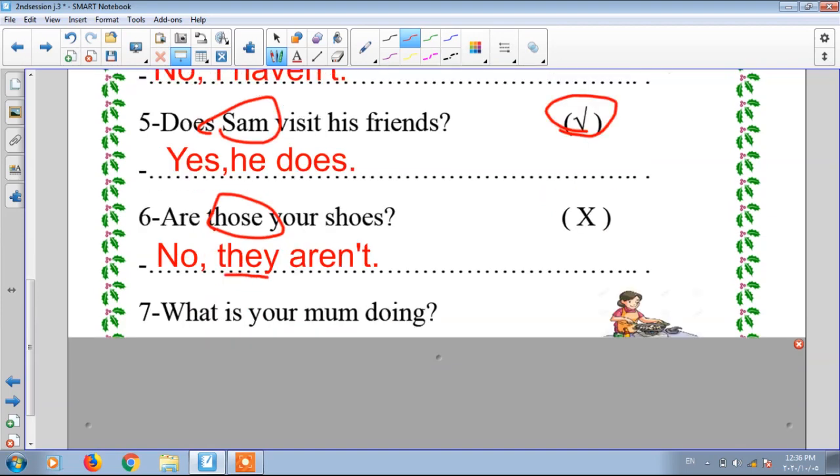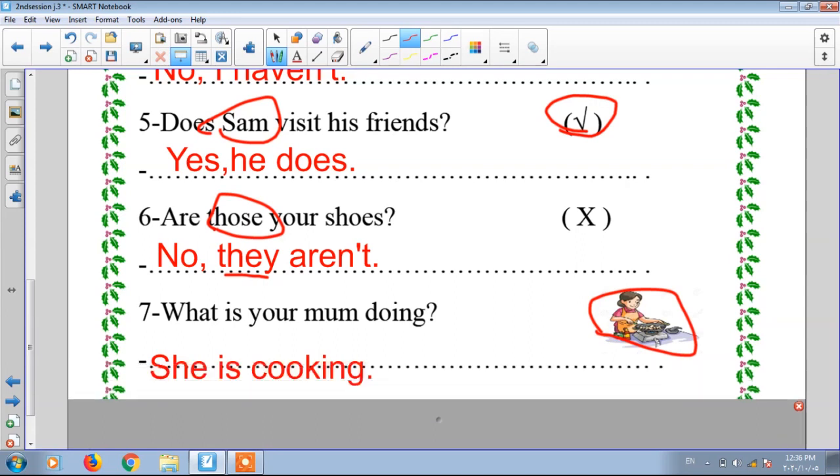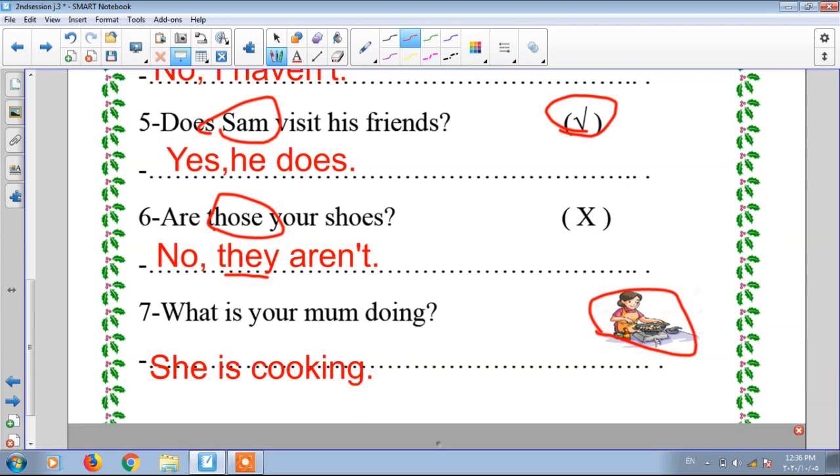Number 7. What is your mom doing? Look at the picture here. She is what? Yes, she is cooking. So I write she is cooking.